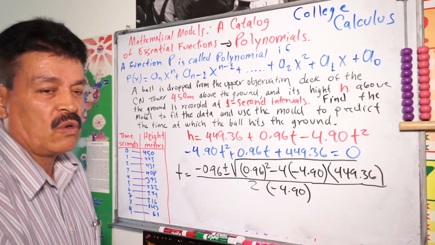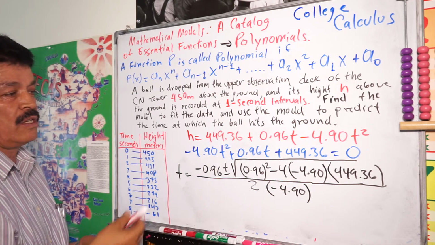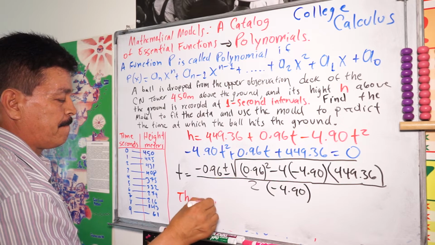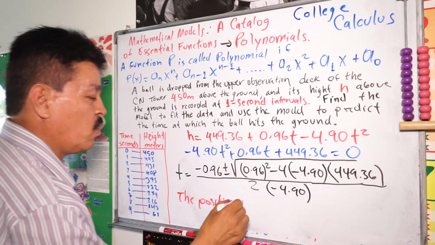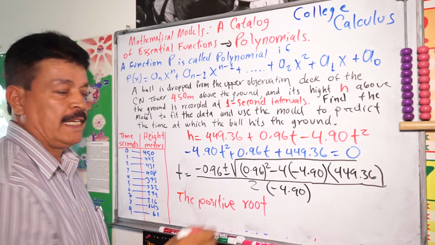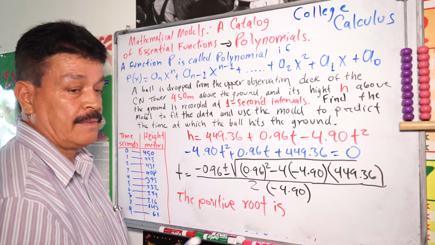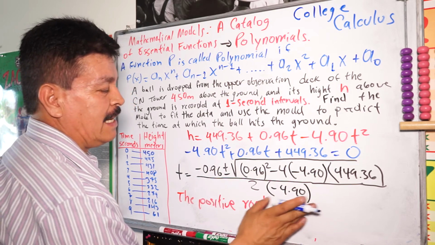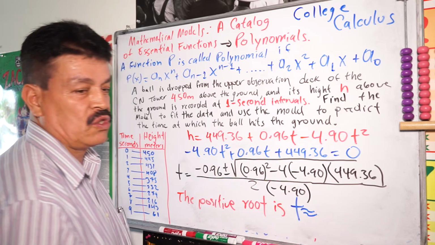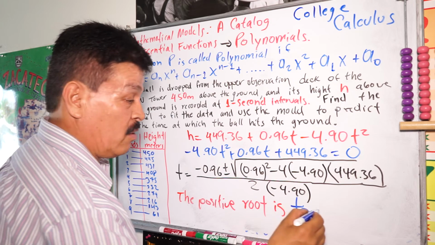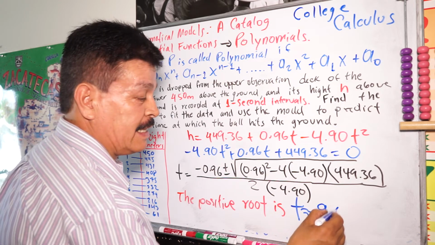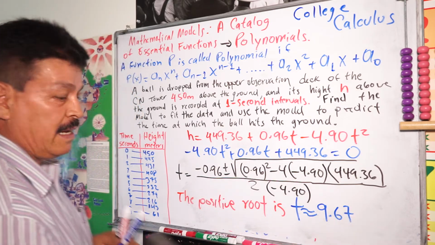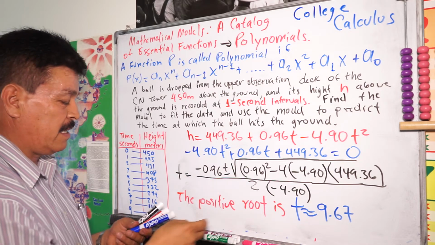So what is the conclusion? Our conclusion should be, if you go to the end of the problem, the positive root, see, is t equals, not exactly, because it's not an exact number, 9.67. The t. Then here, this is the answer.